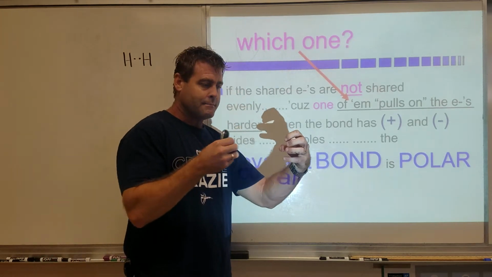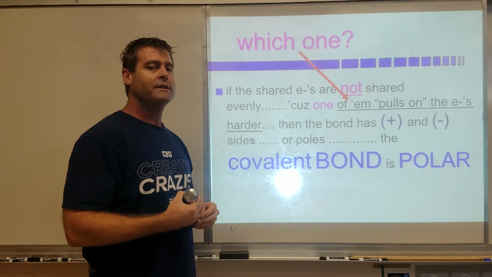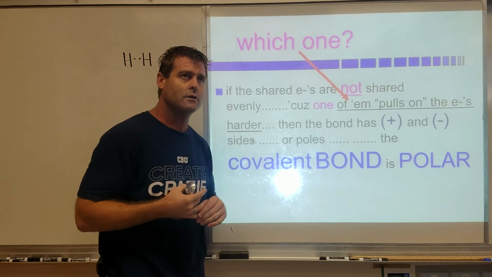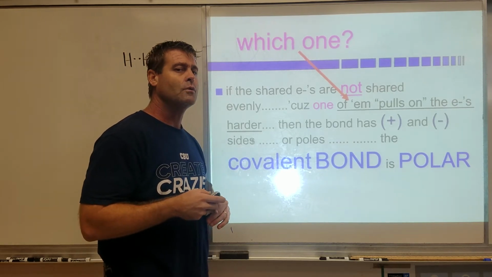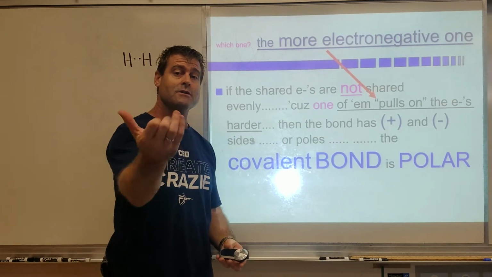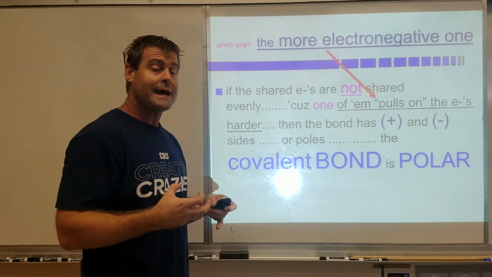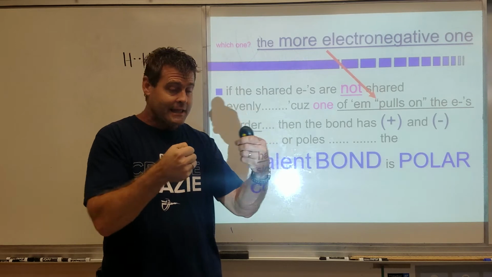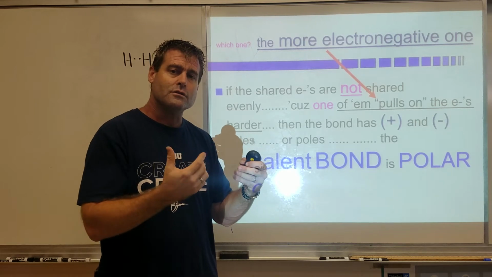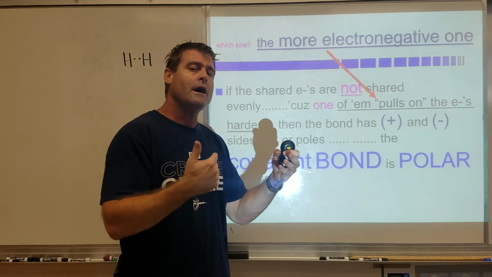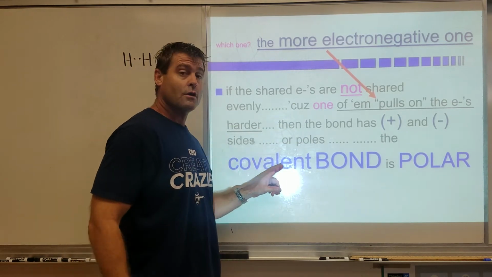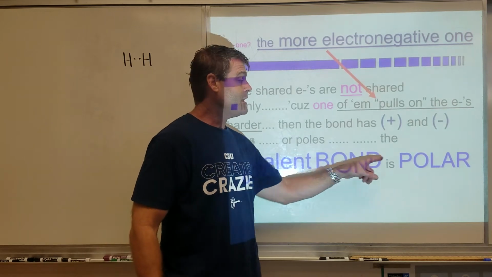If you had two atoms and one's pulling on the electrons harder, which one's going to pull harder? You remember from a couple of previous lessons ago, the one with higher what? The more what atom? The more electronegative one. Electronegativity is a measure of the tendency to attract electrons. If an atom has a higher electronegativity than another atom, and they end up sharing electrons, the more electronegative one is going to pull the electrons closer to itself, and those electrons are going to orbit its nucleus more often than they would the other atom. Even though the electrons are being shared, so it's a covalent bond, because they're being shared unevenly, it's a polar covalent bond.